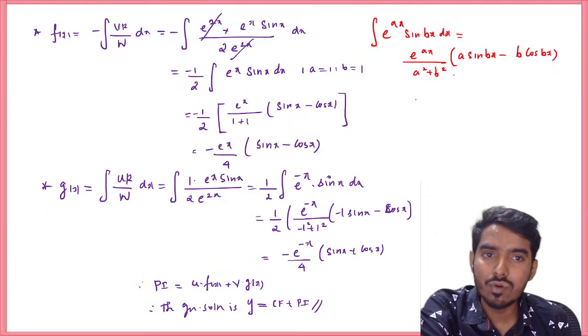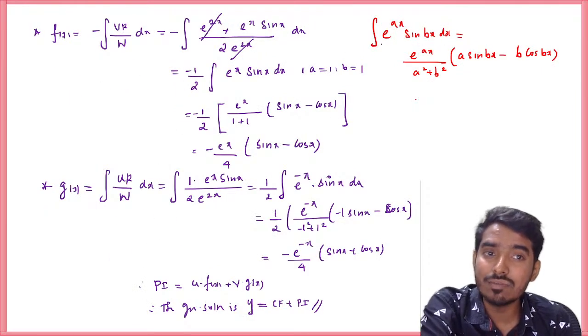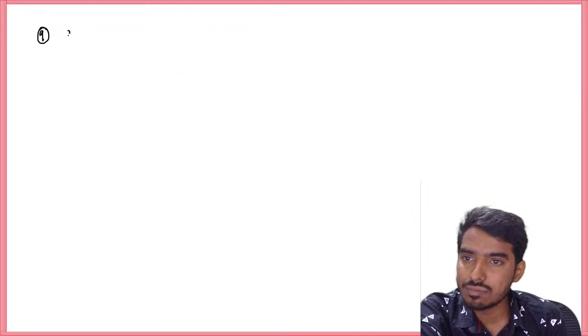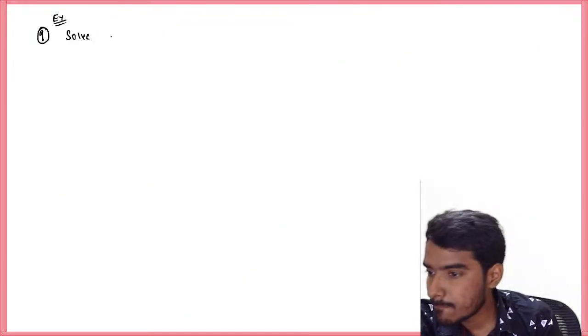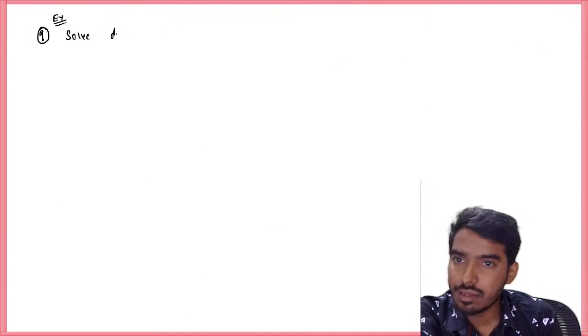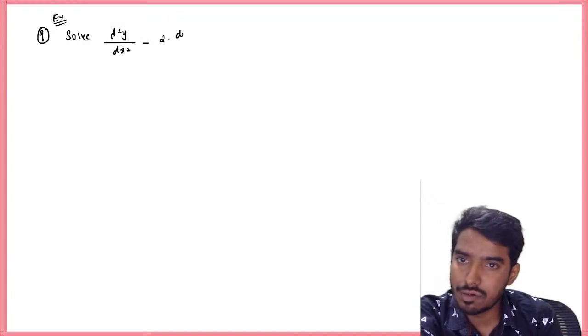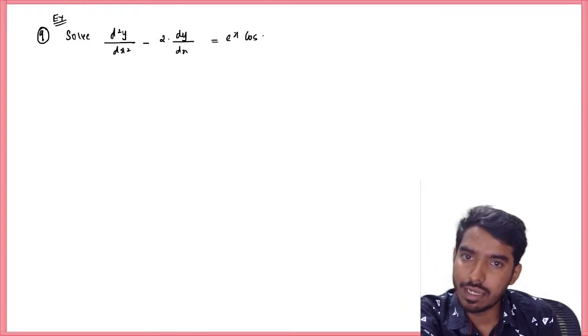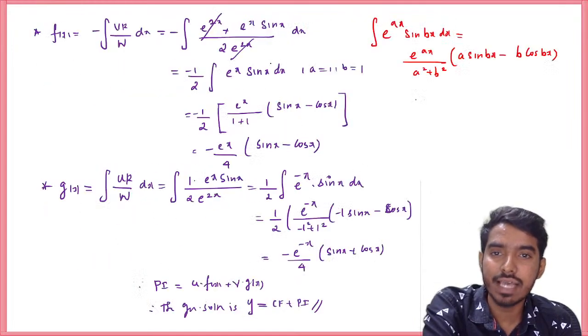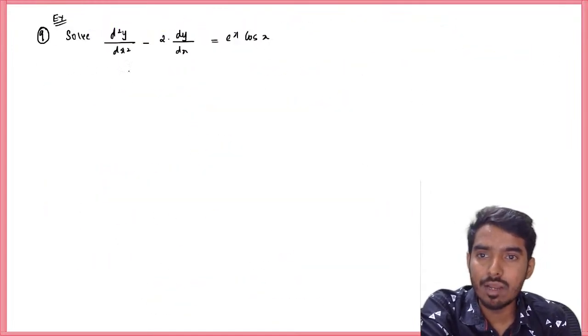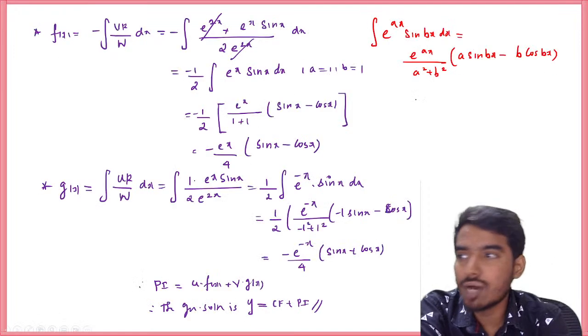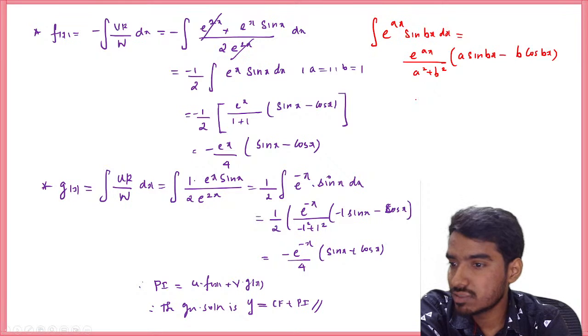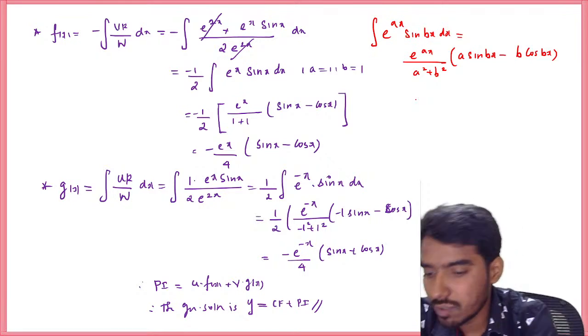The only thing is you have to know the formula for e power x cos bx. What is the formula for that? So, solve the exercise problem: d square y by dx square minus 2 into dy by dx is equal to e power x cos x. So same problem, instead of sin x we have cos x, right? So for this exercise problem, the only thing is you will be using the formula for e power x cos bx.